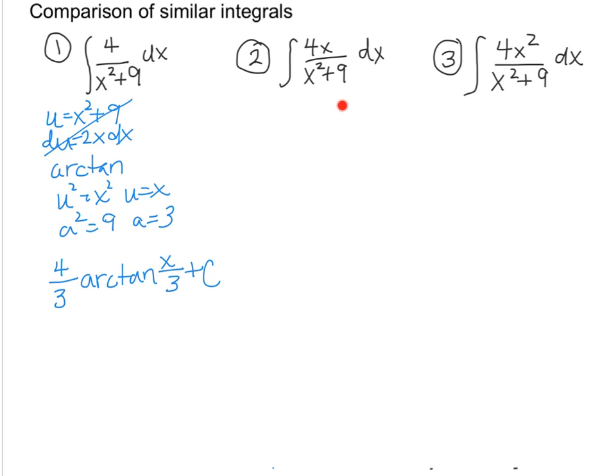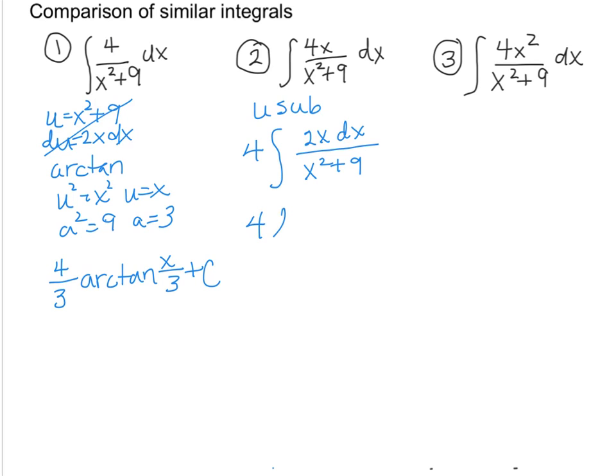Okay. Now this one, on the other hand, if I use the same idea here, if this is u, x squared plus 9, then du would be 2x dx. So that one can use u substitution. This is a u sub problem, right? So I could rewrite this one, and I would pull the 4 out, right? I would have a 2x dx over x squared plus 9. So this would be a natural log problem.